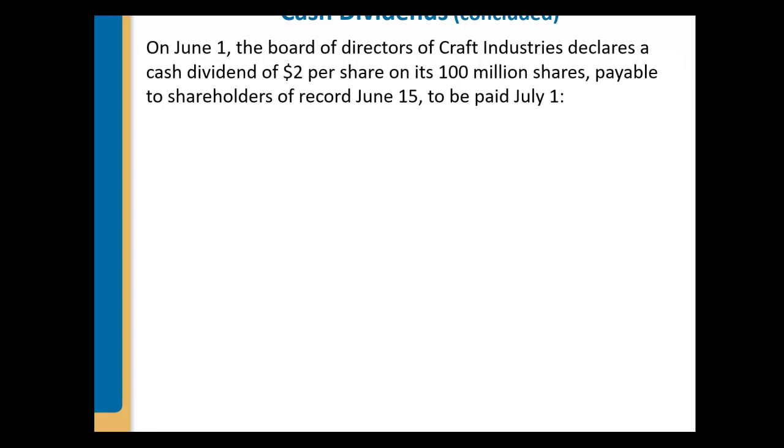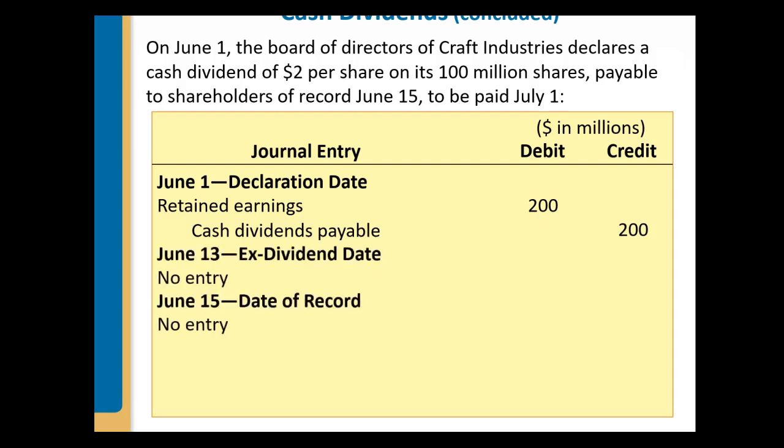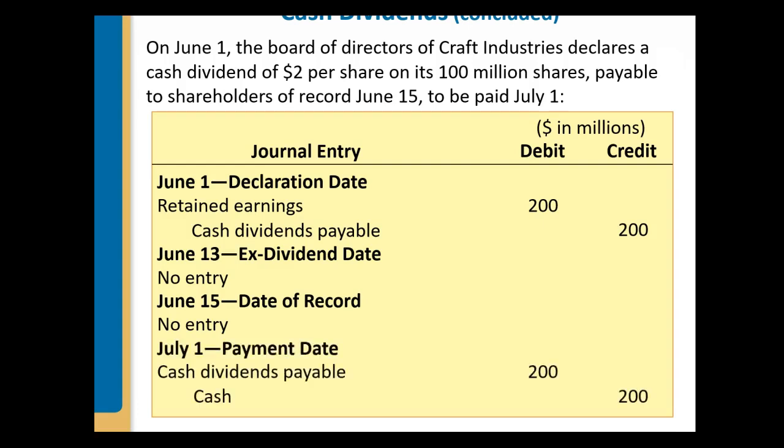So at the declaration date, retained earnings is reduced and a liability is recorded. Registered owners of shares on the date of record are entitled to receive the dividend.